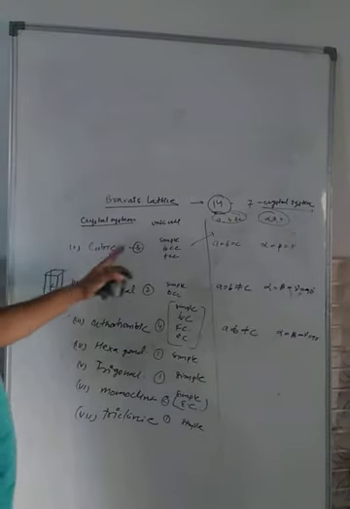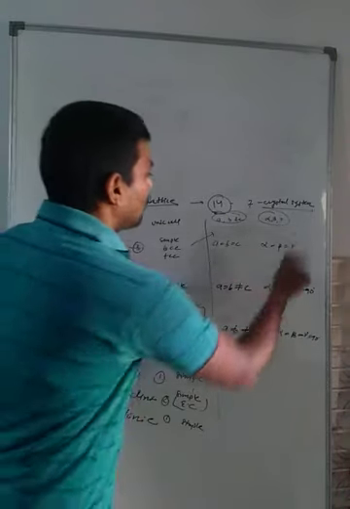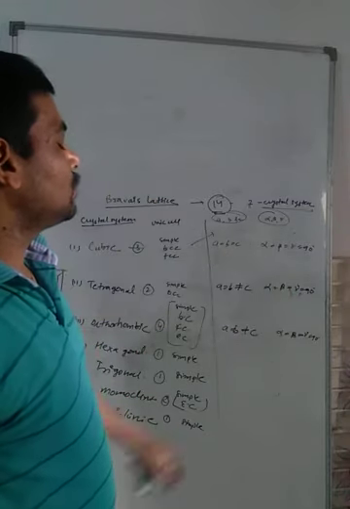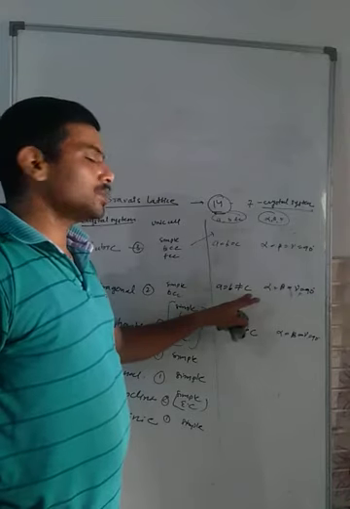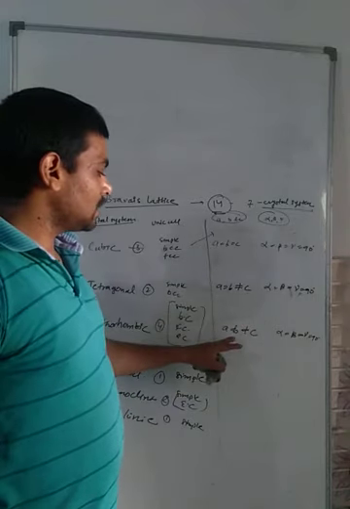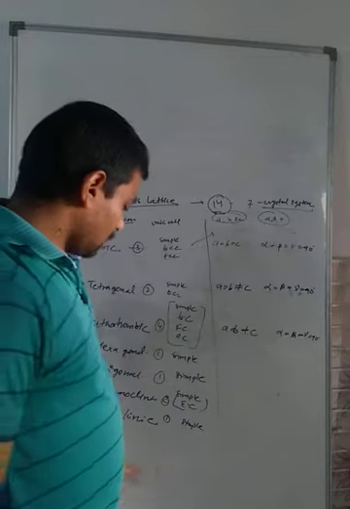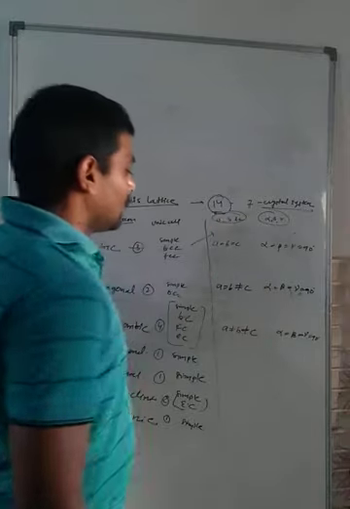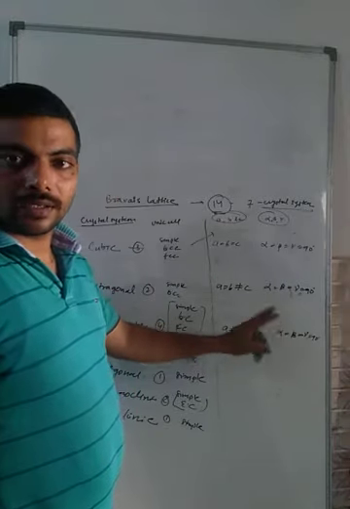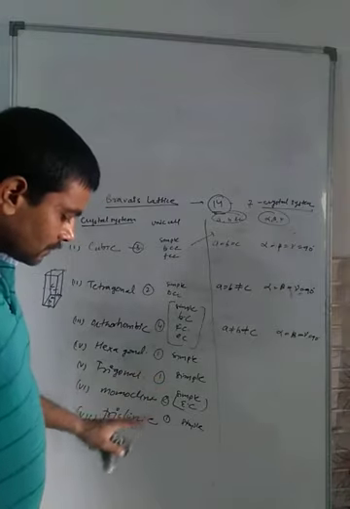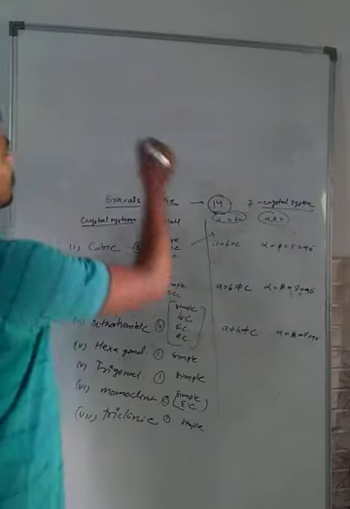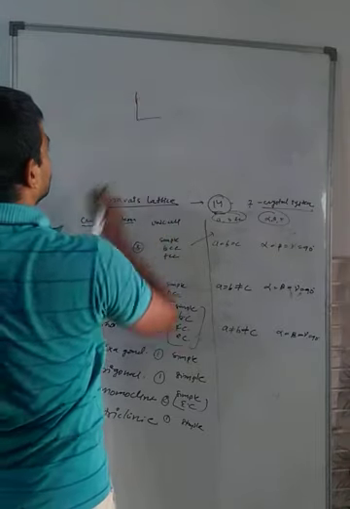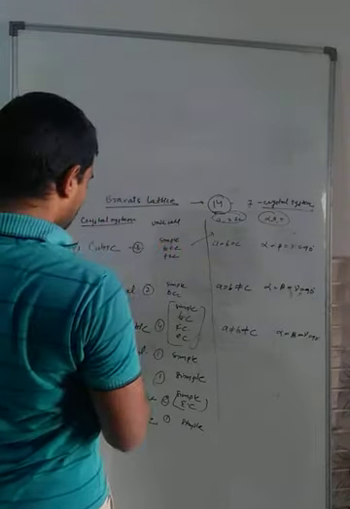In the first 3 cases, we see that alpha, beta, gamma in all the 3 cases is 90, but a, b, c differ. In the first case a equal to b equal to c, in the second case a equal to b not equal to c, in the third case a not equal to b and not equal to c. All the three sides are unequal and uneven. If we draw the structure, let me draw the structure of orthorhombic.